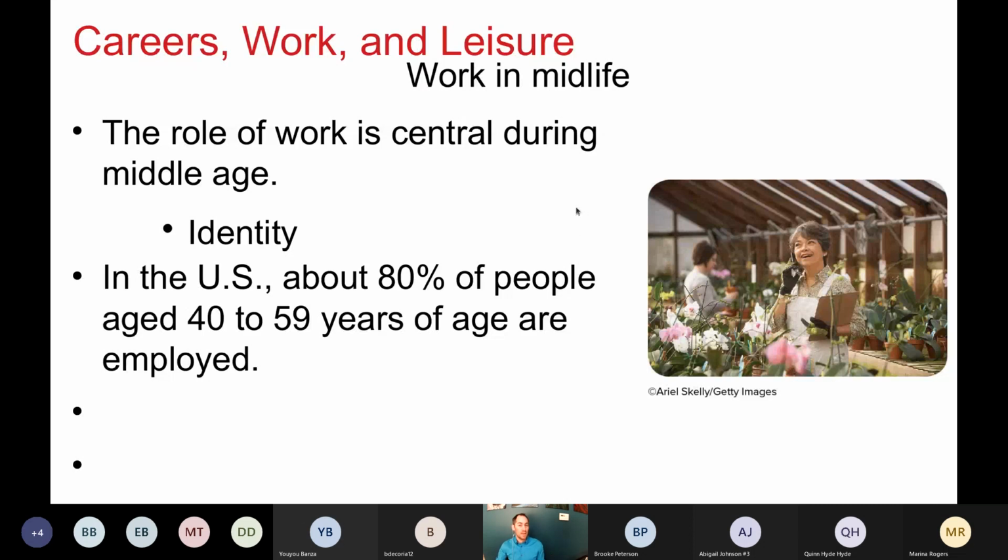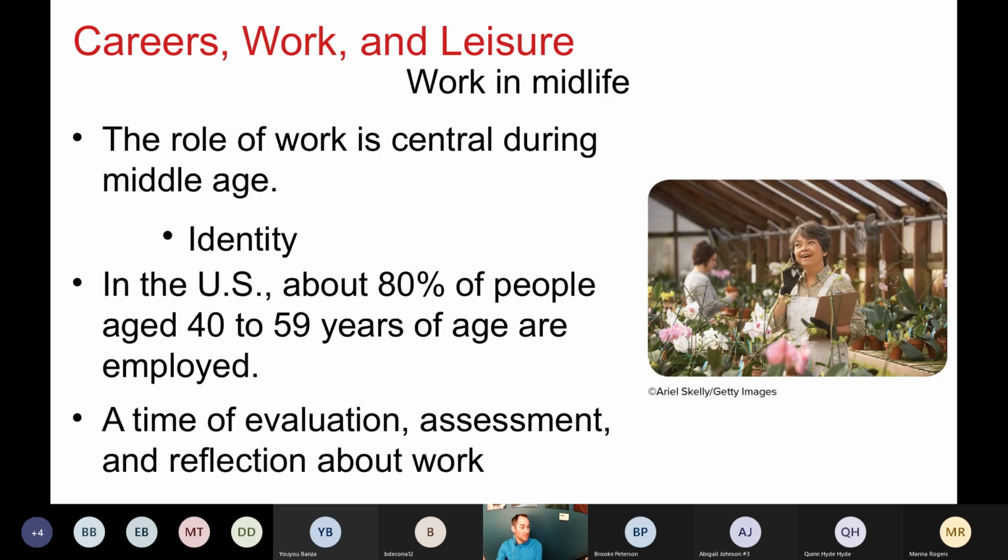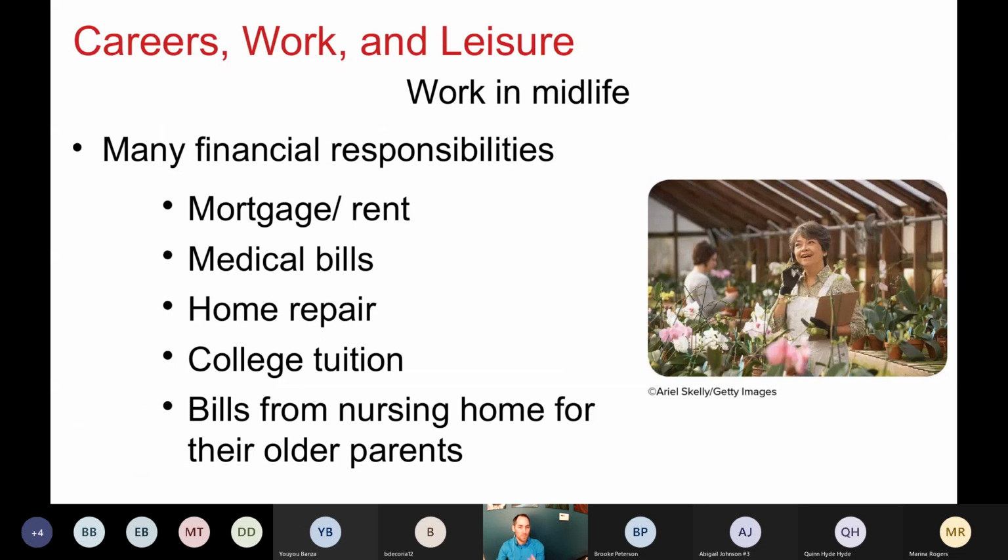So most people in this age range are employed, and so it can be a big part of their time, just day by day, a big part of their identity, a big part of the peer groups that they're around, possibly friends, things like that. So with this, especially towards the end of middle adulthood, it's a big time for evaluating and assessing and reflecting on the work that you've done through your lifespan up to this point. Is that consistent with who you see yourself as? Is it consistent with your identity? Are there things you need to change? So these are pretty similar experiences for middle adults.